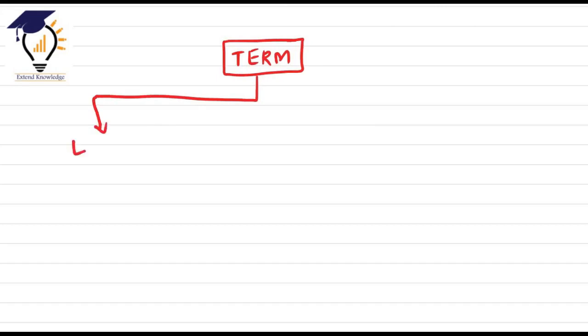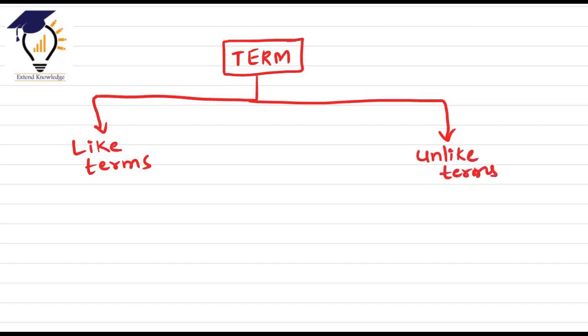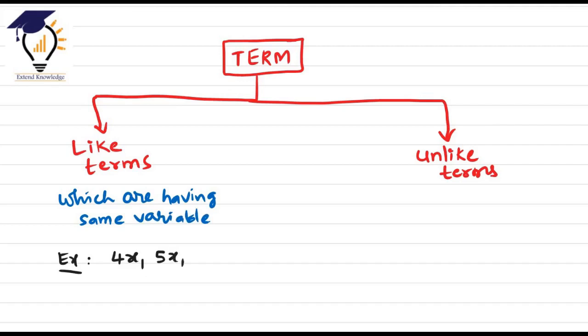Terms map to two things: like terms on one side and unlike terms on the other. So what is a like term? Terms which have the same variable. One example: 4x, 5x, 1 by 2x, 100x. If you notice, in all four terms the variable is x. See that? All the variables are the same. So like terms are the terms which have the same variables.